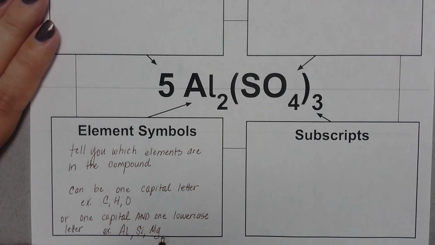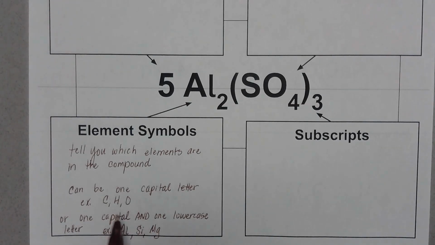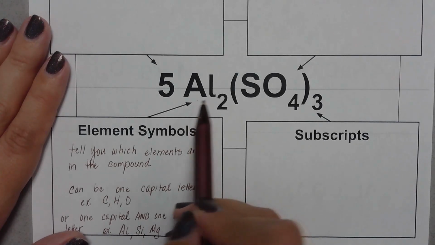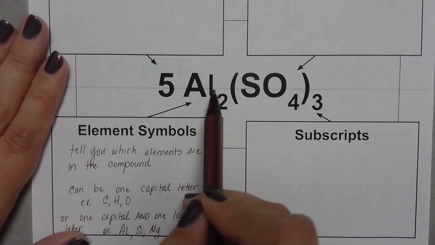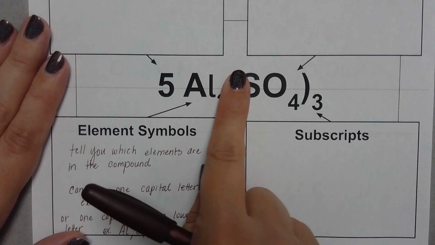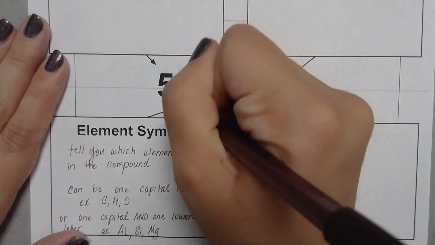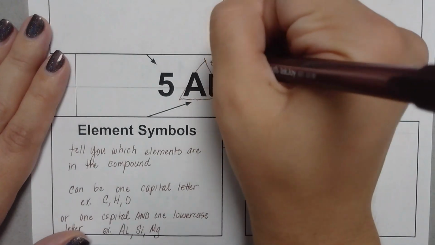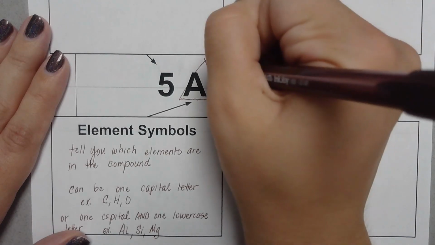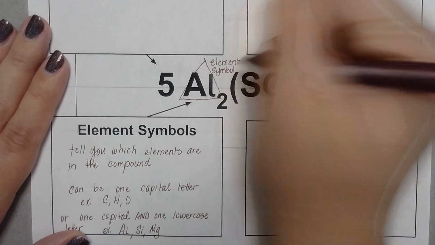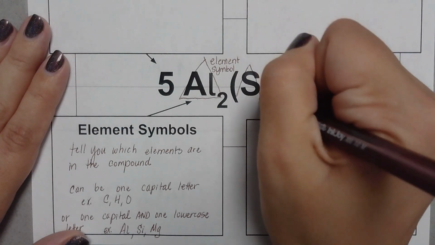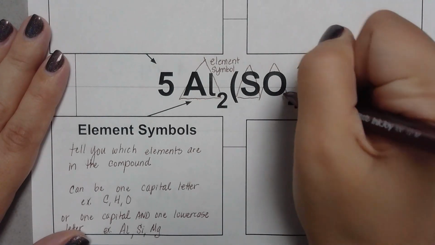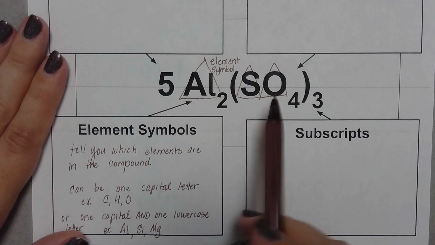It's really important to pay attention to when you have a capital letter by itself or when you have a capital letter and a lowercase letter. Sometimes, especially in the case of aluminum and chlorine, where there's an L, which can sometimes look like a capital I, you have to pay really close attention. So Al, I'm going to put a triangle around it. This is the element symbol. So S is also an element symbol, and O is also an element symbol.